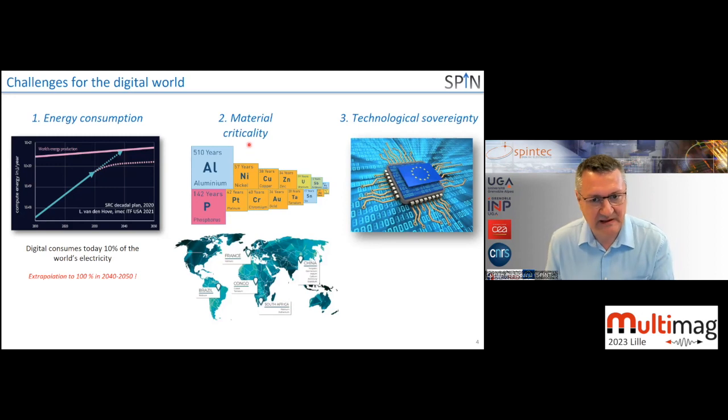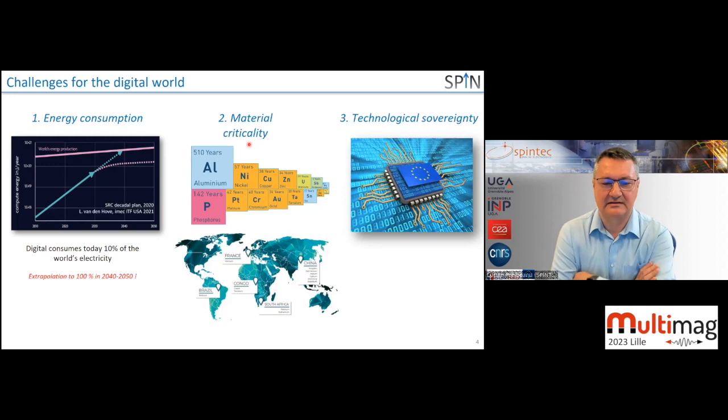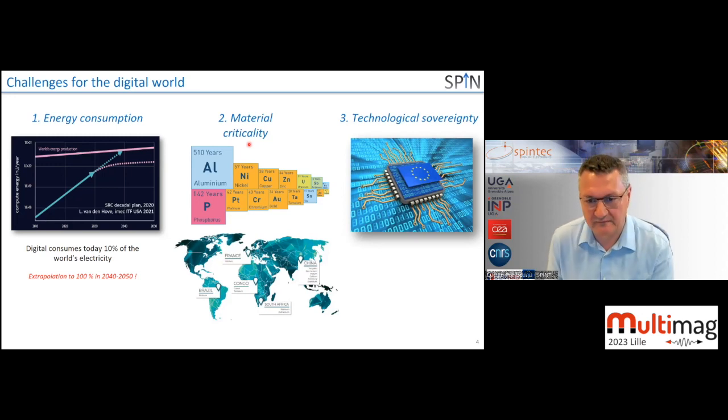there is a second aspect, which is the material criticality. So we all know these periodic tables of materials. More and more materials are used in the digital today. And some of those materials, if we continue the same race of using them, will be completely consumed in a period of time that can range from a few years to hundreds of years.